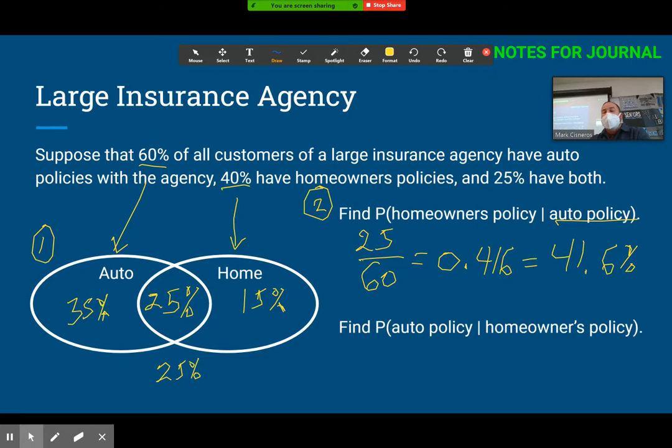Second part of this question, label this one number 3. Find the probability of an auto policy given they have a homeowner's policy. Write the notation, but you can abbreviate: P home or P auto / home. Okay, that way you have some notes to look back on. Even if you don't have the prompt, you can see where the numbers came from. That's why I'm having you write those down.